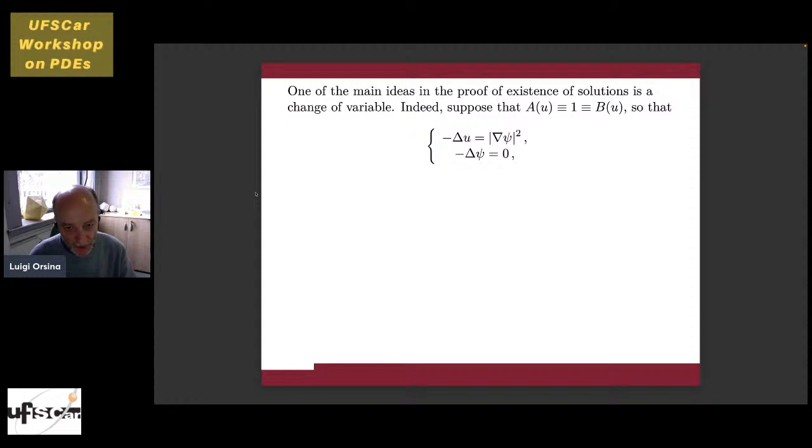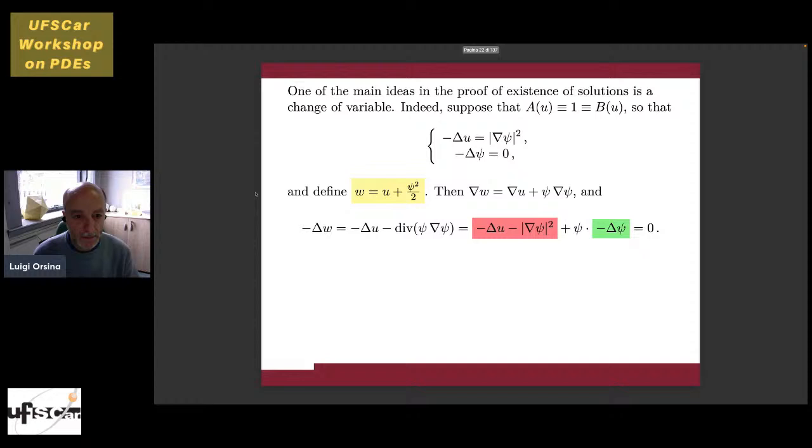So just to fix the idea, you define w as u plus psi squared over two, and you calculate the gradient. The gradient of w is gradient of u plus psi times the gradient of psi. And when you take the divergence to calculate minus the Laplacian of w, you have two terms, one coming from the Laplacian of u and the other coming from the divergence of psi gradient of psi. So you end up with these two pieces: minus Laplacian u minus gradient psi squared on one side, and psi times minus the Laplacian of psi on the other side. Since the first one is zero from the equation and the second one is zero, the total is zero, so w is a harmonic function.